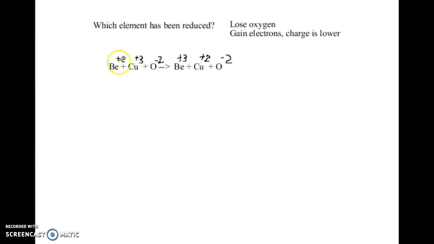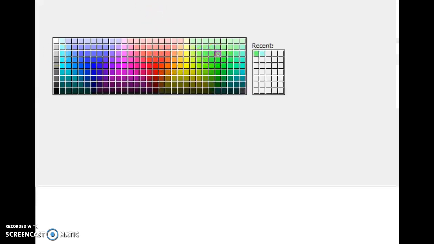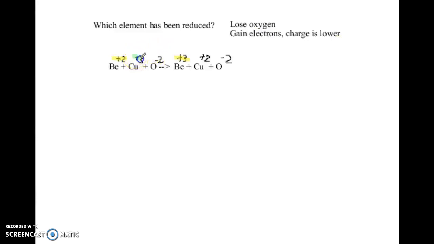So if I look at beryllium started out as +2 and ended up as a +3 charge. Copper started as a +3 and ended up as a +2. So here I can see that the charge of copper is lower. It was reduced. So we would say the copper was reduced, and we could say the beryllium was what? It was oxidized. In this case, oxygen was just thrown in there, nothing changed, just to kind of make sure you knew what you were doing.